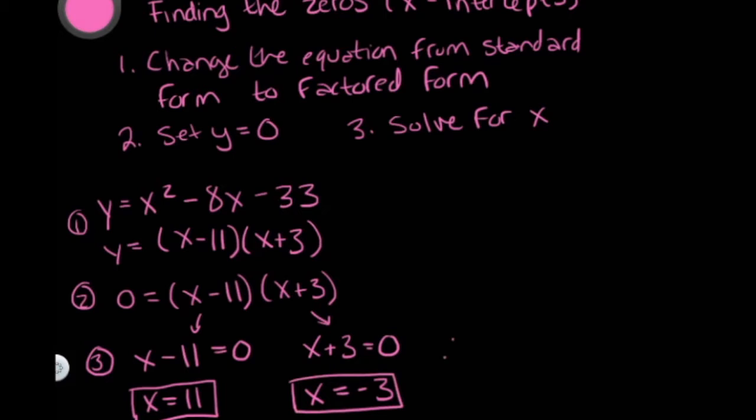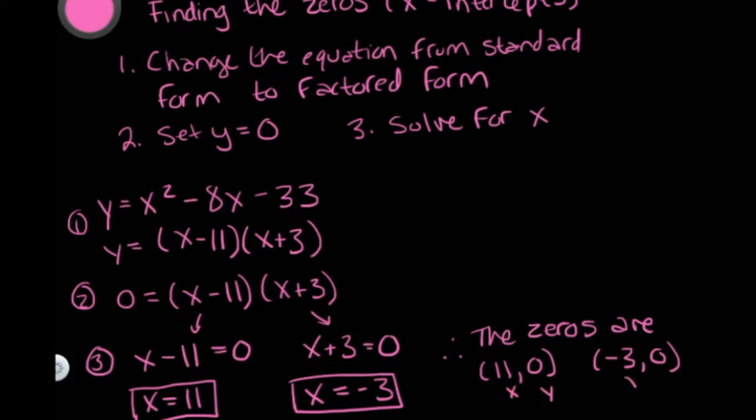So therefore, the zeros are, now remember we have to write these as coordinates. So the y is always going to be 0. So if my x is 11 and my y is 0, that coordinate is (11, 0). And the other one is at (negative 3, 0). Remember, this is an x and a y and an x and a y.